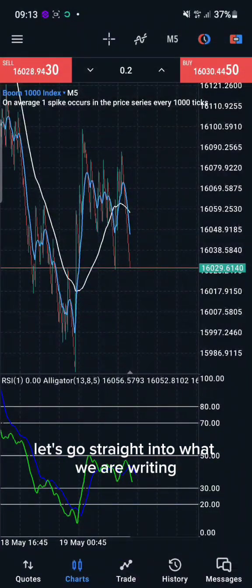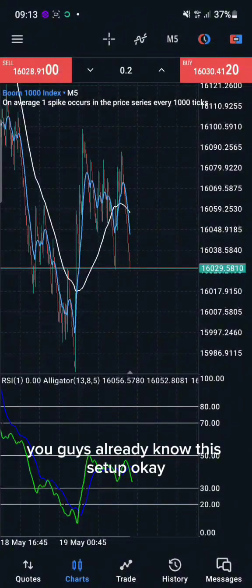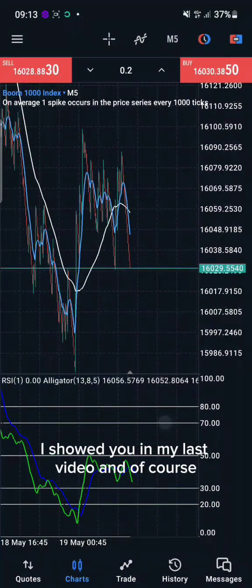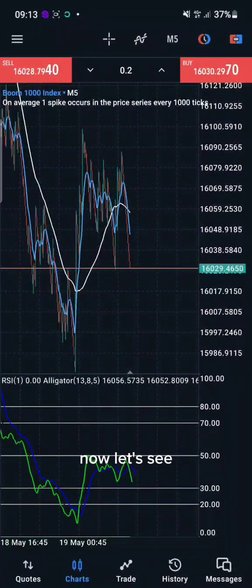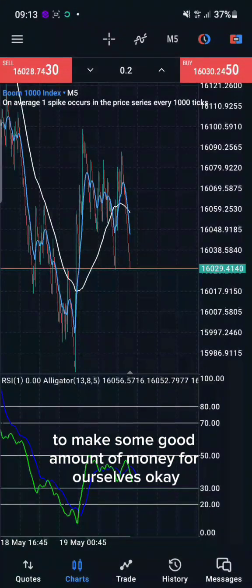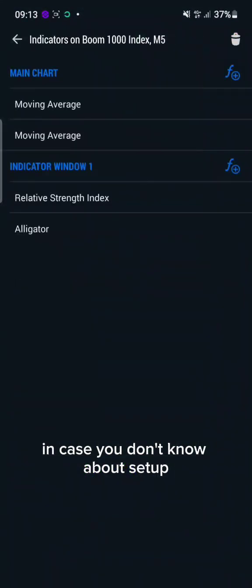Okay guys, let's go straight into what we have right here. You guys already know the setup. I showed you in my last video, and of course you should be able to use it right now. Let's see how we can use it to make some good money for ourselves. In case you don't know about the setup, let me quickly show you.